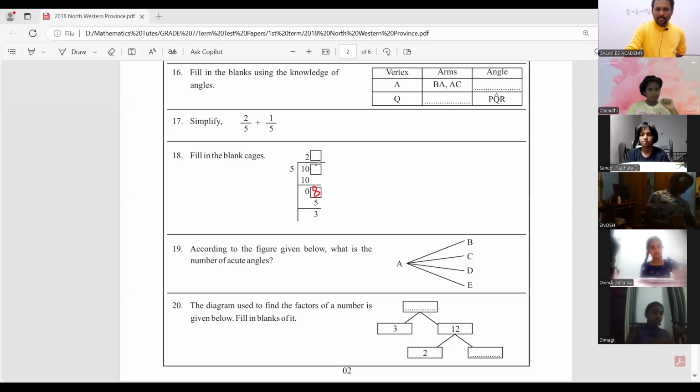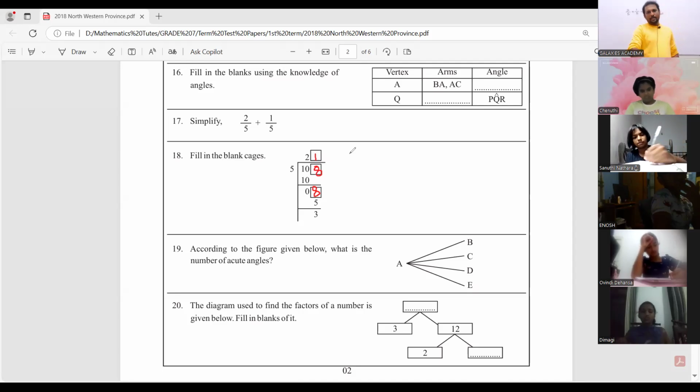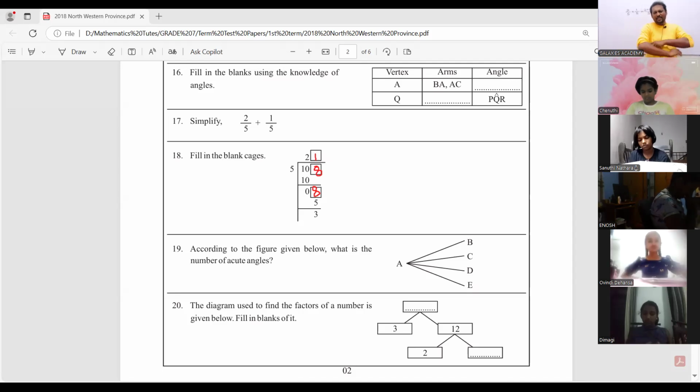So this digit should also be 8, no? Because we have to bring this digit down here. So this blank answer should be 8. Then 8 divided by 5, the answer here is 1. 1 times 5 is 5. Right. These are the answers for these three blanks: 1, 8, 8.